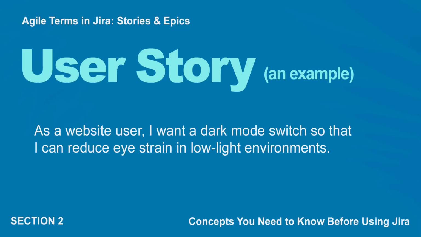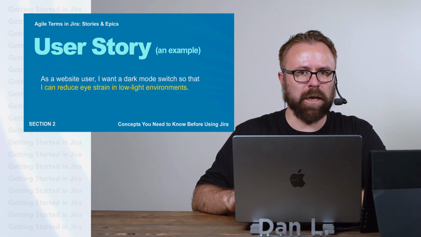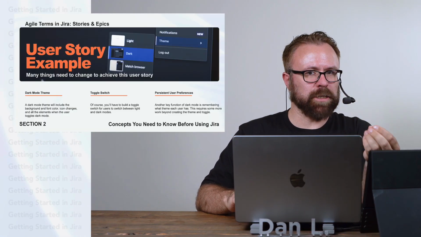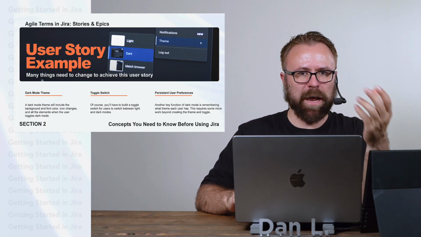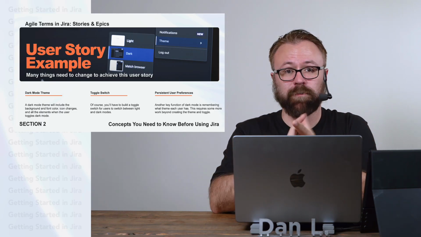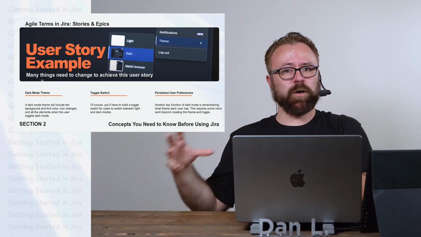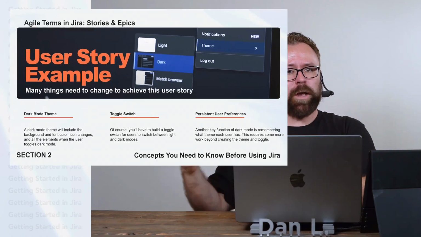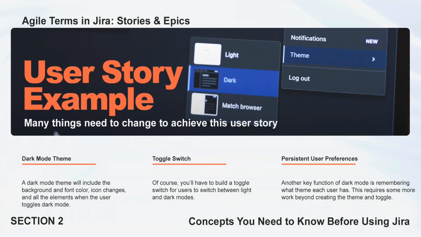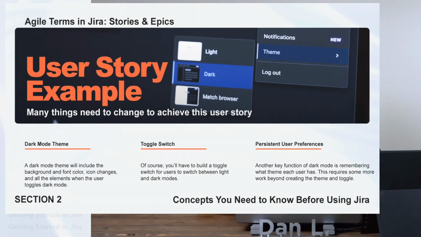So here's an example user story. As a website user, I want a dark mode switch so that I can reduce eye strain in low light environments. If you think about it, adding the dark mode functionality requires more than just changing the background color of the website. You have to change all the various font colors, create new icons perhaps, and graphical elements for the site, basically building out a CSS theme that'll get enabled when the user turns on dark mode. Then you have to build the toggle switch itself, and where on your website should that be placed? What will the switch look like? These are all just things that are part of adding a dark mode.